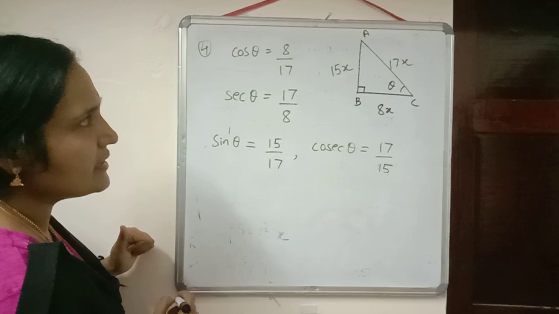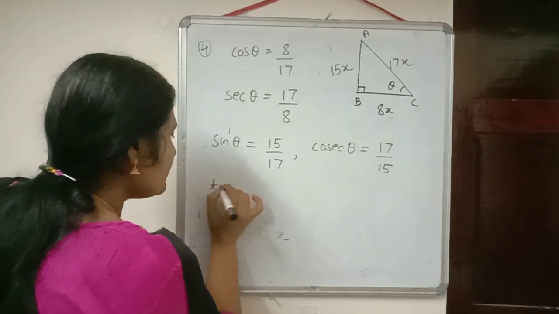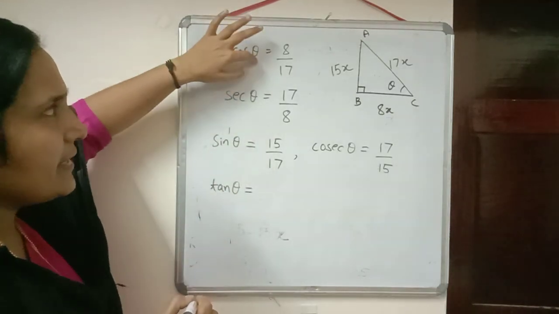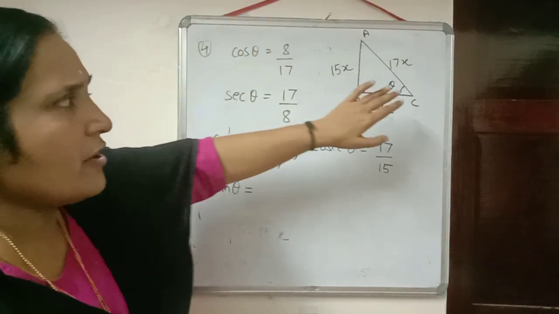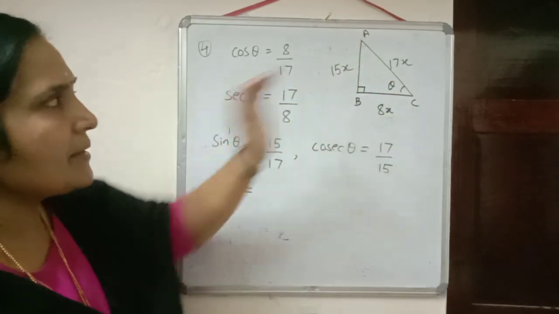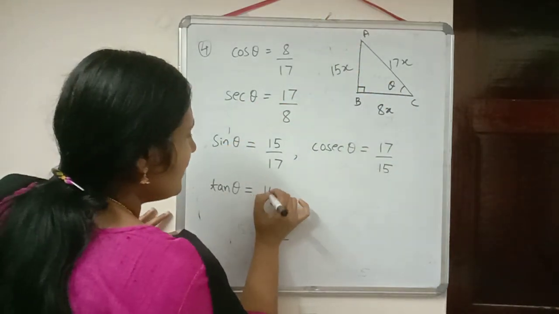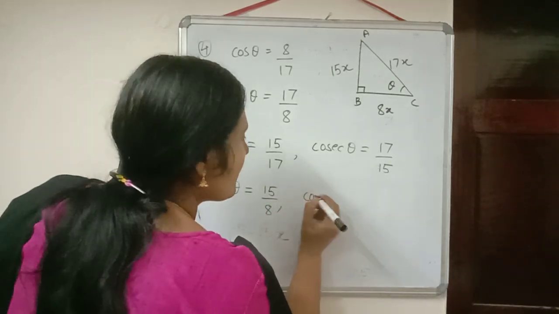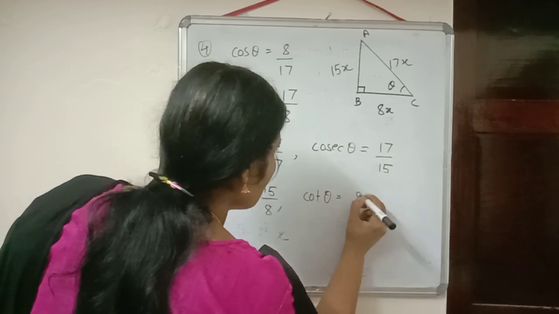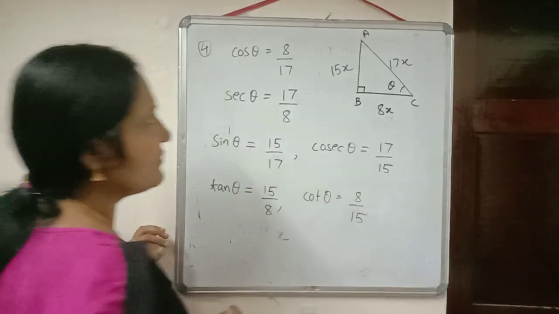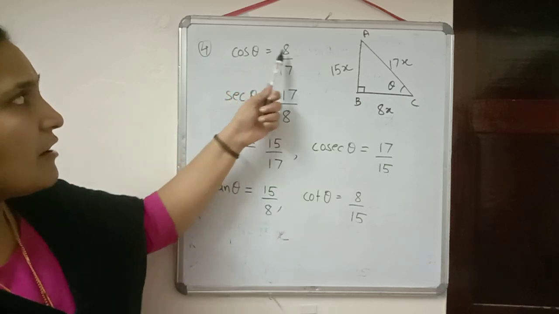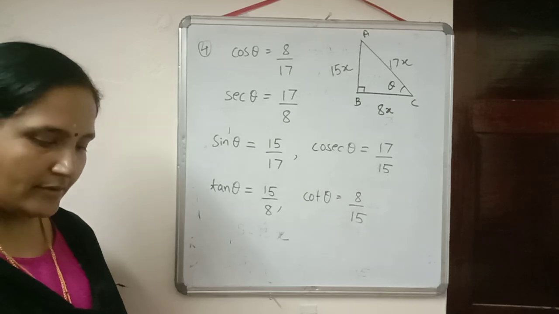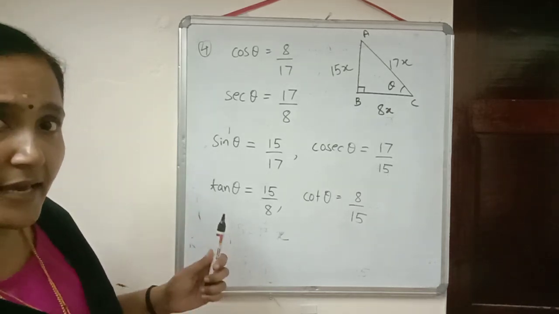Then which one is left? Yes, correct. Tan theta. So tan theta either you can calculate by sin theta divided by cos theta or normal formula. Tan theta is perpendicular by base. So we will get here 15 by 8. And reciprocal of tan theta is cot theta. So cot theta is equal to 8 by 15. So if we know the value of one trigonometric ratio, rest all the ratios we can calculate. So I think now this concept is getting clear to you.